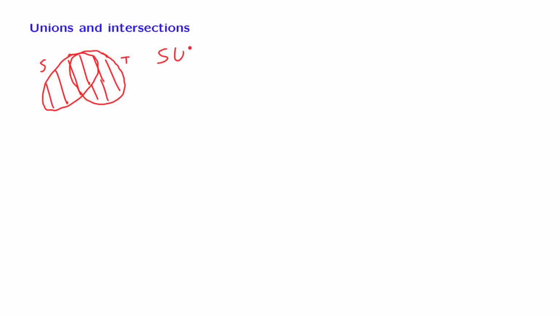Now, when we have two sets, we can talk about their union and their intersection. Let's say that this is set S and this is set T. The union of the two sets consists of all elements that belong to one set or the other or in both. The union is denoted this way, and the formal definition is that some element belongs to the union if and only if this element belongs to one of the sets or it belongs to the other one of the sets.